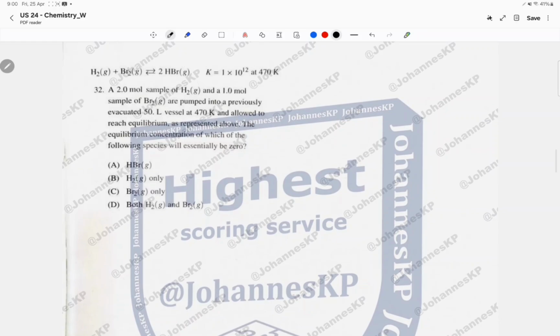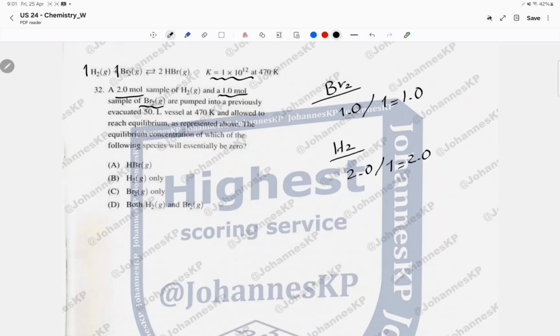Right, so here basically we have a very large K, right? That means the reaction almost goes to completion. Almost, but not quite. And the concentration of limiting reactant will become almost zero. So here, which reactant is limiting? It's going to be the Br2. Why? Because you take the mole for the Br2, divide by the coefficient, which is the 1, and you get lower than H2, where you take that 2.0, divide by 1 still, and you get 2.0. So the Br2 almost becomes 0.